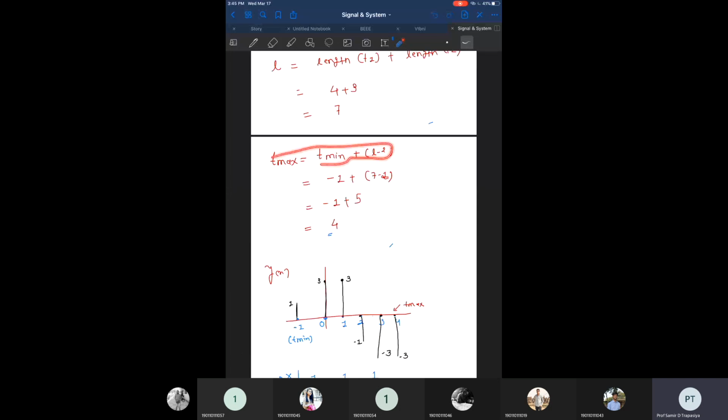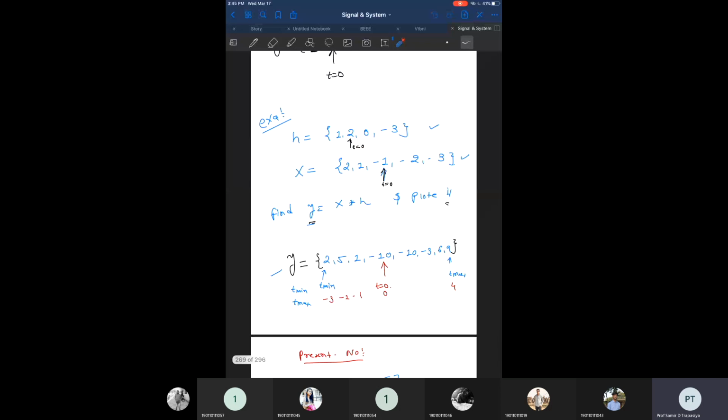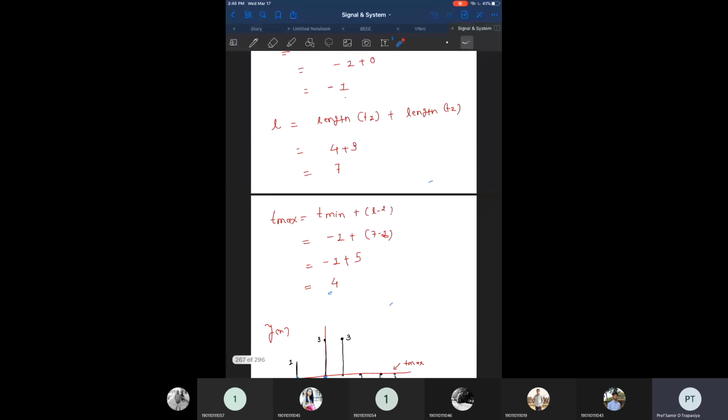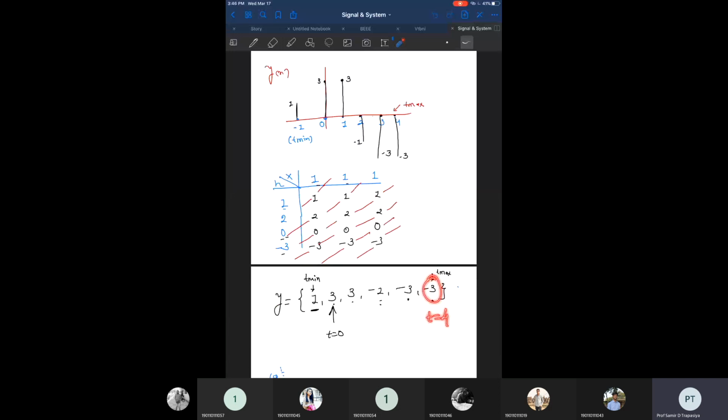So that 4 is the last value of this. Yes, this is the last value. This is located at t is equal to 4. So this first value is located at t is equal to minus 1, and the last value is located at t is equal to 4, and all other points are located in between.